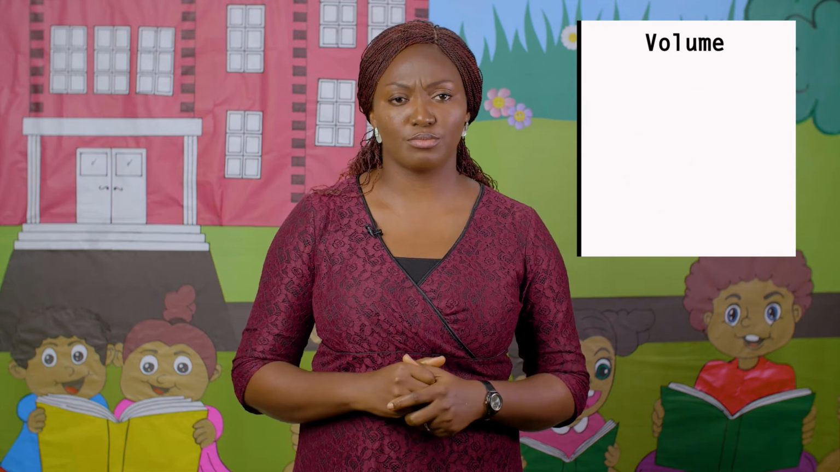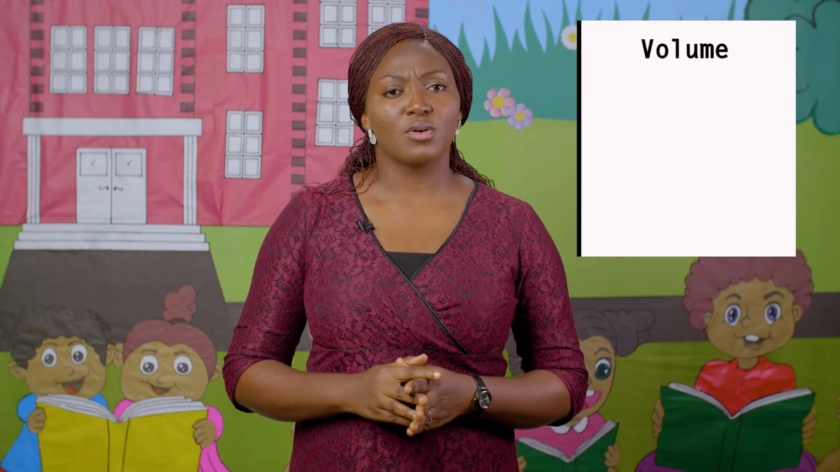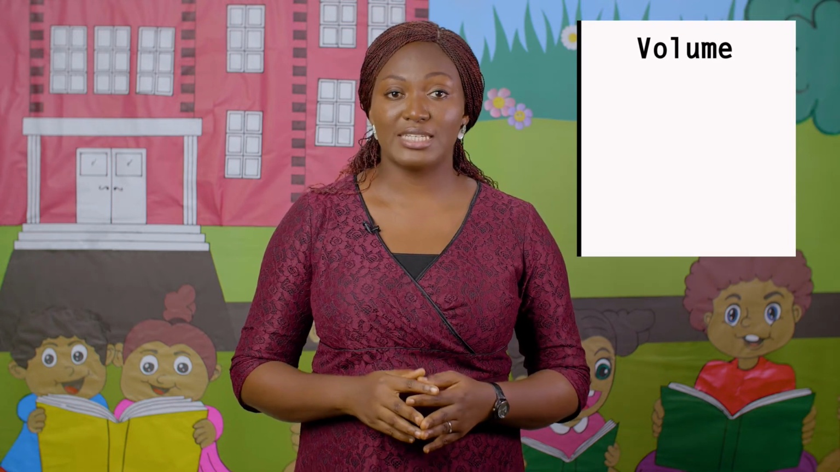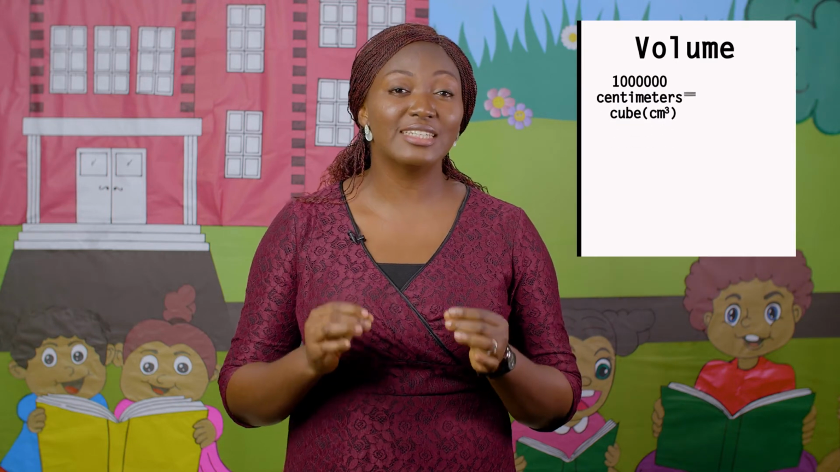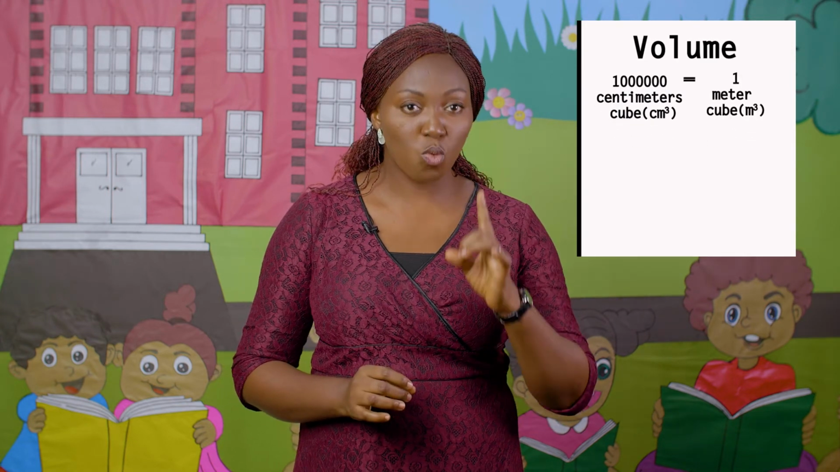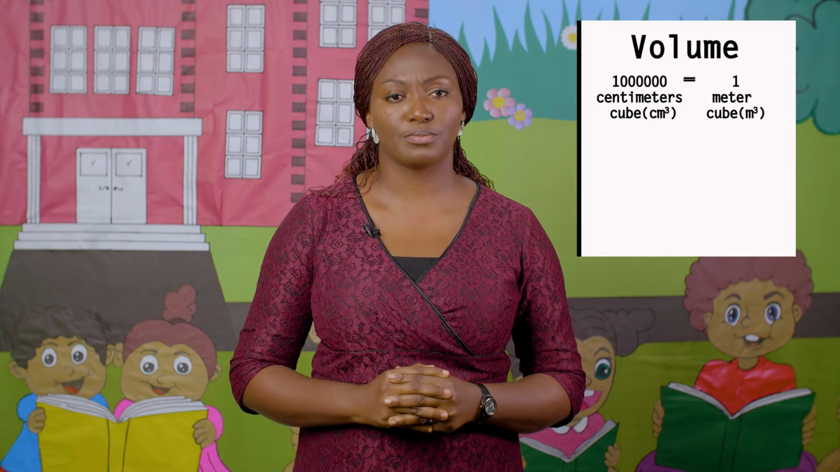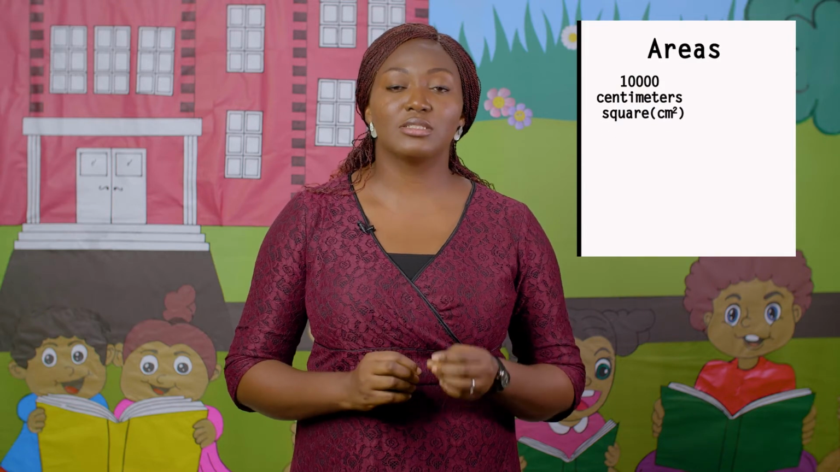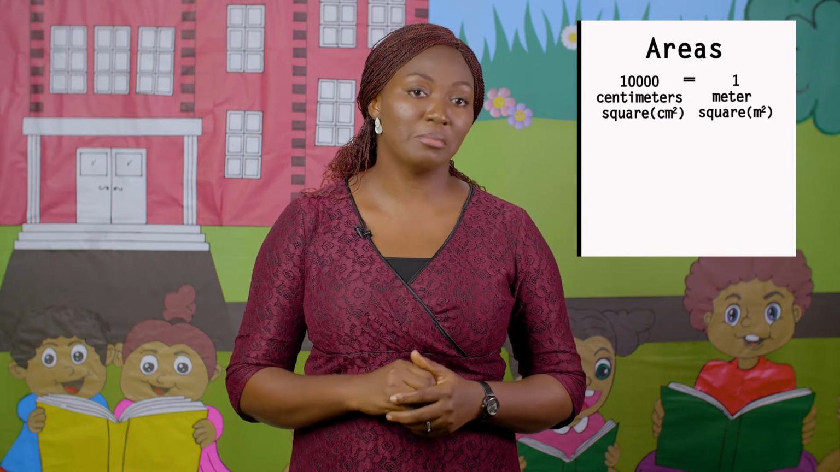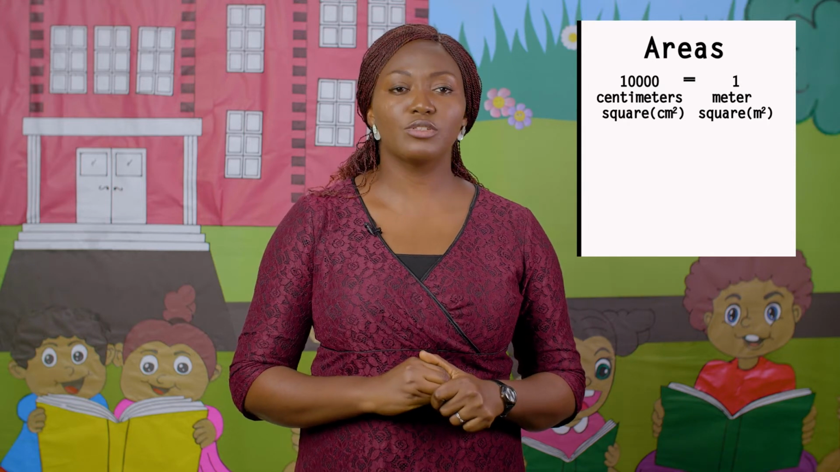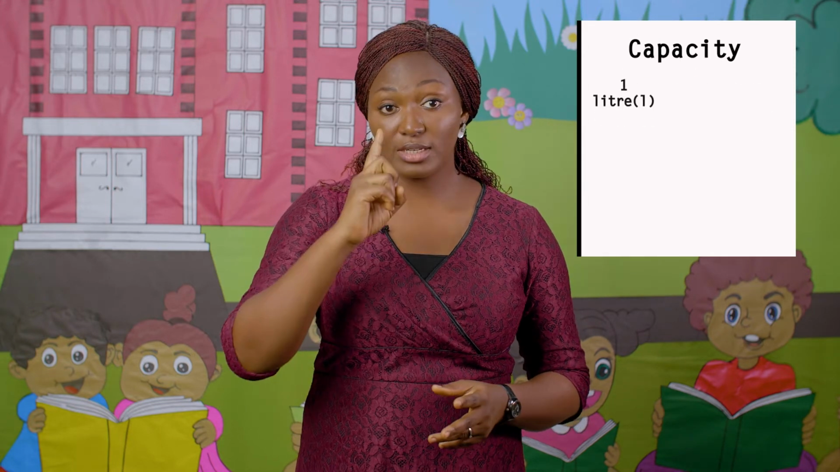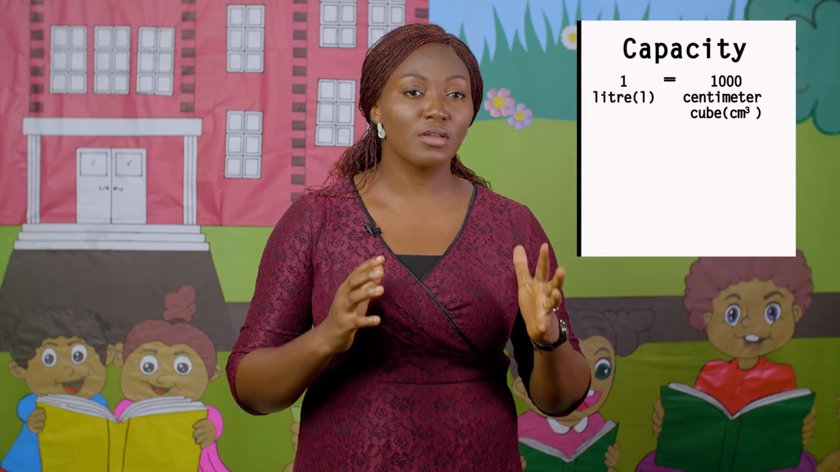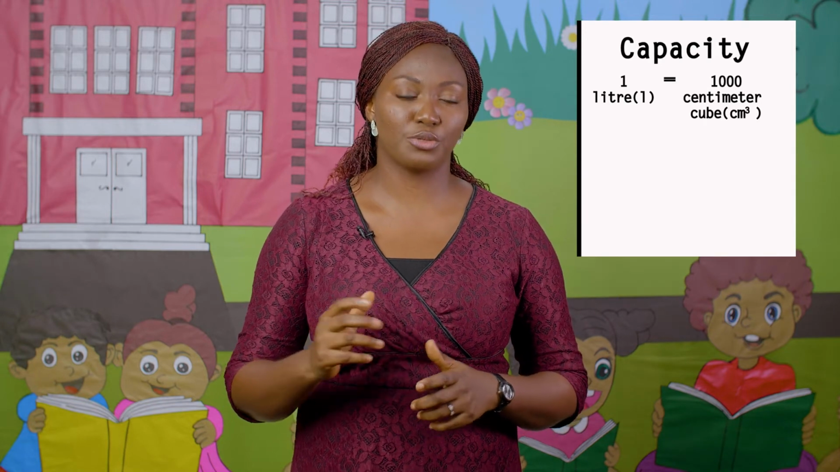Now, volume. Volumes are measured in meter cube or centimeter cube. Now, 1 million centimeter cube makes 1 meter cube. Areas. 10,000 centimeters square make 1 meter square. And when we talk about capacity, 1 liter is equal to 1,000 centimeter cube.